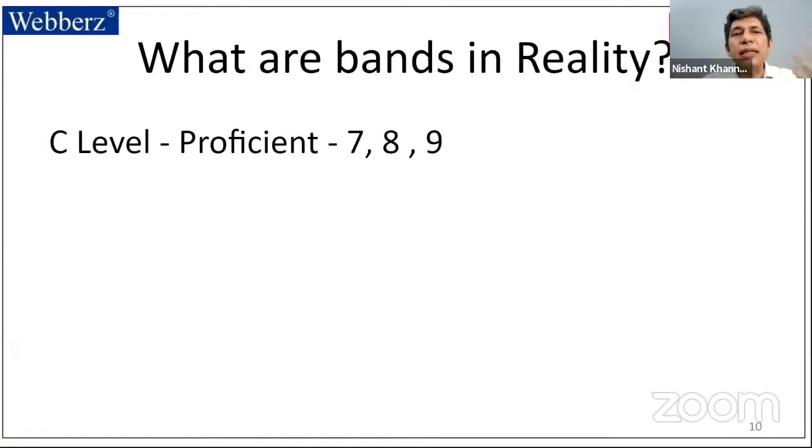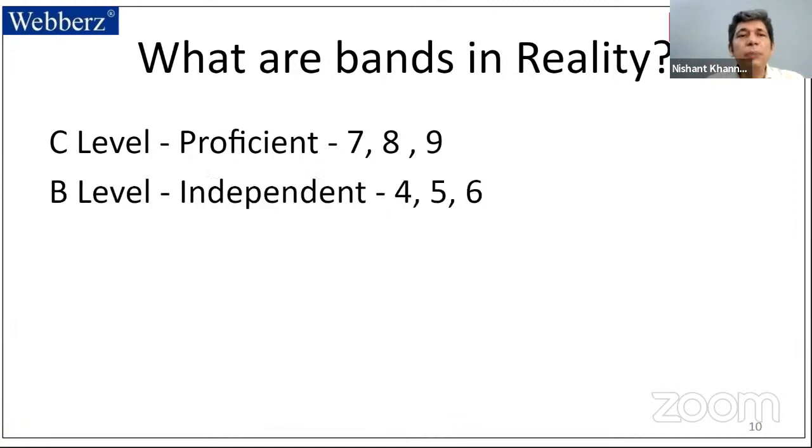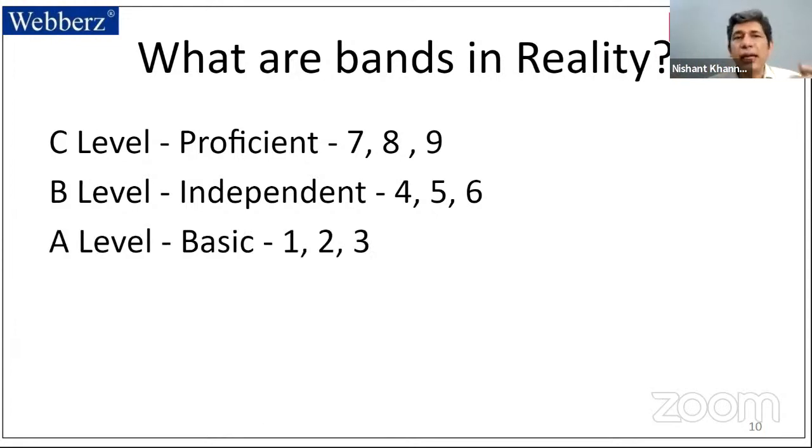If a person is of C level, that means he is very proficient in speaking, and he is at a level of 7, 8, or 9. If I'm talking about a B level person, he is independent. That means he can be independent in an English-speaking country. His level is 4, 5, and 6. And if the person is A level, which is very basic, that means he is 1, 2, or 3, which is not a good band score. And your case is not acceptable in any of the countries if you are at a basic level.